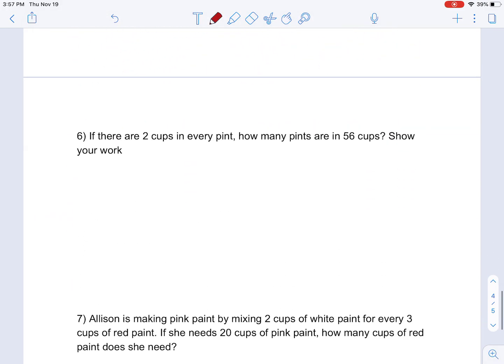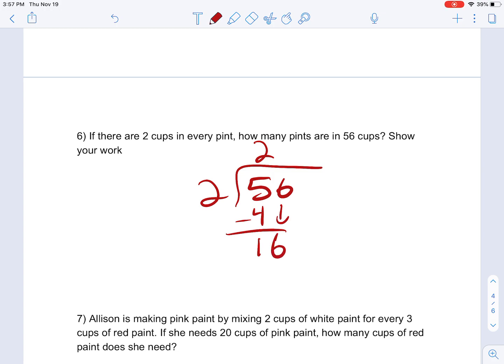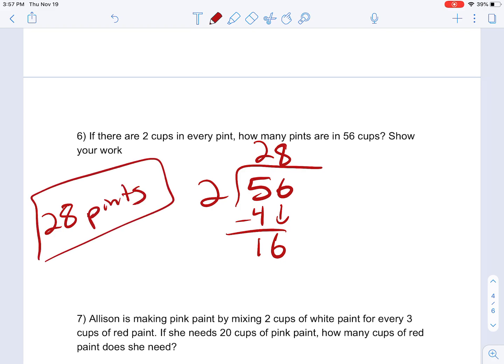All right, number 6. If there are 2 cups in every pint, how many pints are in 56 cups? Well, we have to take 56 divided by 2. This is 2 and 6. 2 goes into 16 8 times. So there are 28 pints in 56 cups.